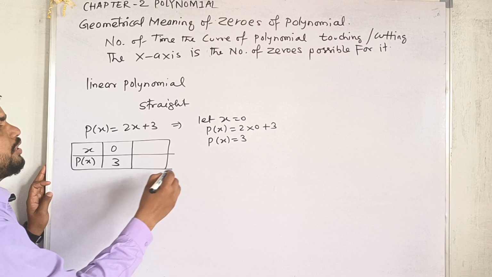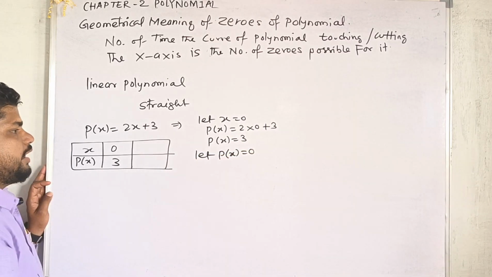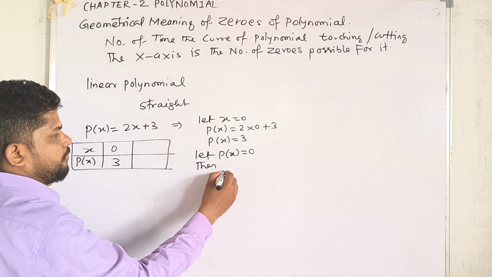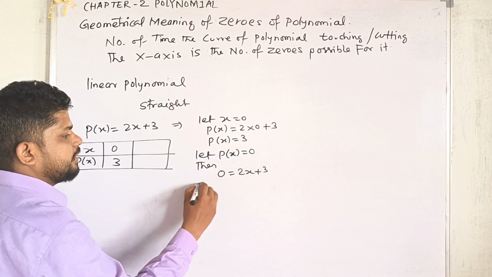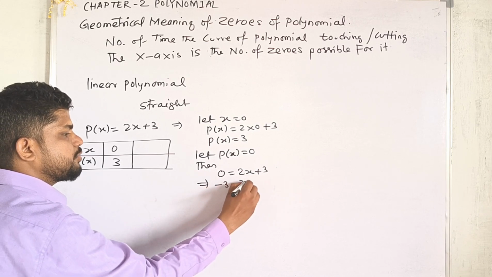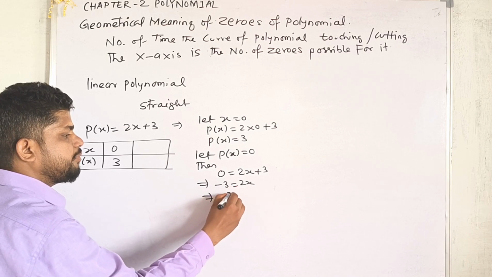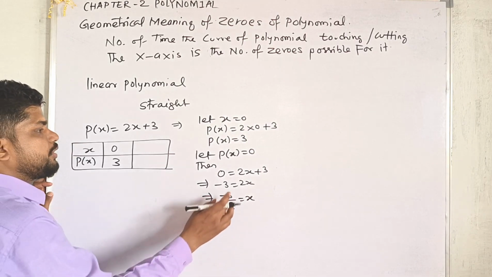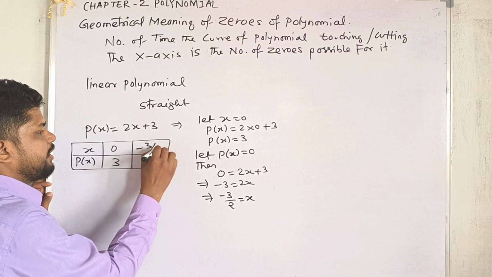Suppose I let p of x be 0. Then 0 will be equal to 2x plus 3. Transposing this 3 to the other side, we get minus 3 equals 2x. Again transposing 2, we get minus 3 divided by 2 equals x. So when we put p of x equal to 0, we get the value of x equal to minus 3 by 2.